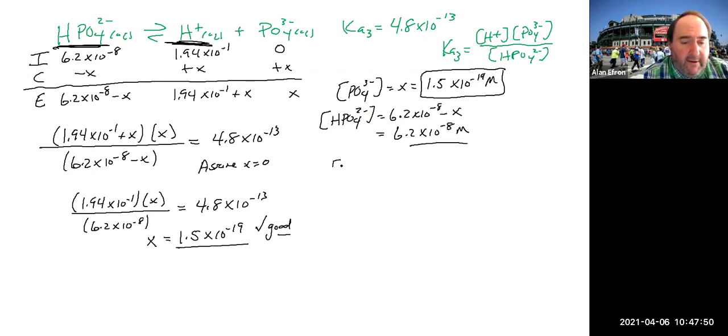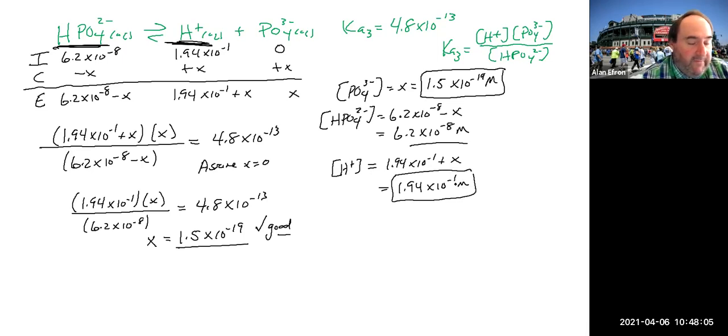And if we take our H plus concentration and do the same thing, 1.94 times 10 to the minus 1 plus x still gives us 1.94 times 10 to the minus 1 molar. And just as we saw before, it has not changed all that much from previously. Any questions on that there?